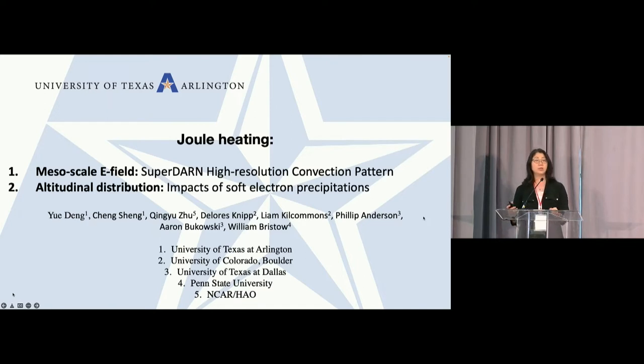Since the thermosphere is not homogeneous, the same amount of energy, if deposited in the E region altitude, will cause much less disturbance at low Earth orbit, like 400 kilometers, than the energy deposited in the F region. So I'm going to show that later. The altitudinal distribution of where the energy really goes is also very important for the thermosphere disturbance.